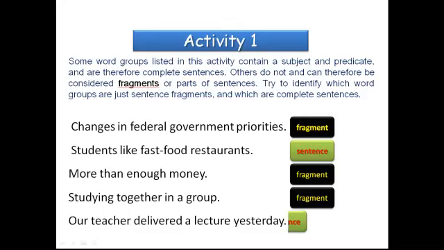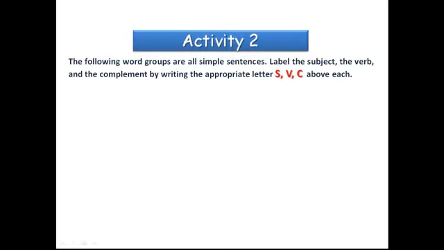So, what do you think? Did you say it was a sentence? If you did, then that was correct. Alright, let's move on to a second activity. So, activity 2. Now, the following word groups are all simple sentences. What I'd like you to do here is label the subject, the verb, and the complement by writing the appropriate letter S for subject, V for verb, or C for complement above each. Let's begin.